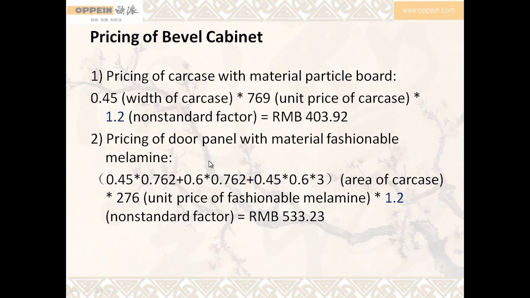2. The price of door panel with material fashionable melamine. We use this part, which means area of carcass. Then multiply 276, which is unit price of fashionable melamine. Multiply 1.2, which is non-standard factor. Then you get the final answer, which is 533.23 RMB.